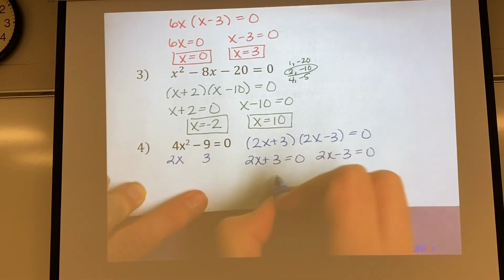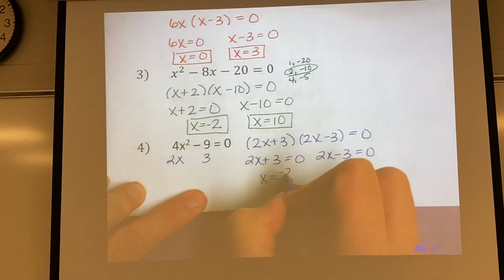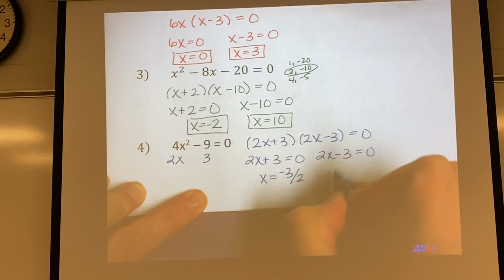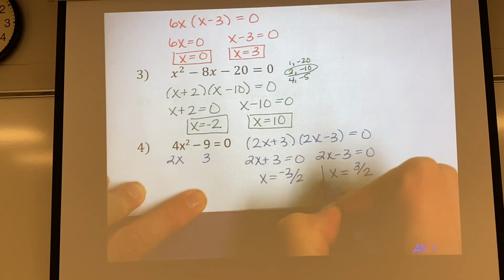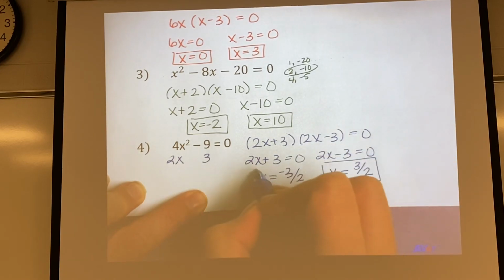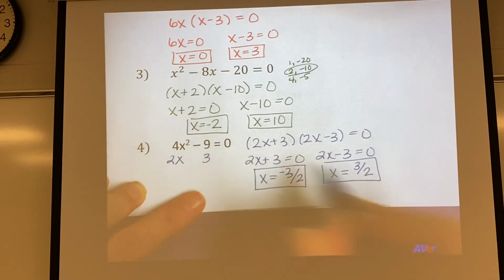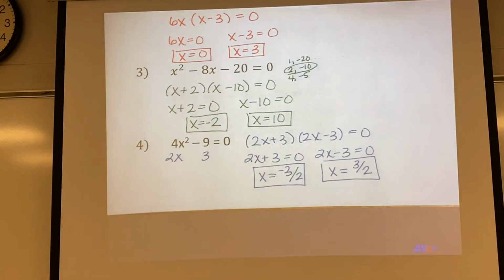Solve for x. We're going to subtract 3 and divide by 2. Oops, that's a 3. Same thing over here, except that we're adding 3 and then dividing by 2. So our answers that we get are negative 3 halves and positive 3 halves. So when it asks us to solve by factoring, we can use lots of different methods, like difference of squares, GCF, just factoring a trinomial, and we'll do even more in part 2.